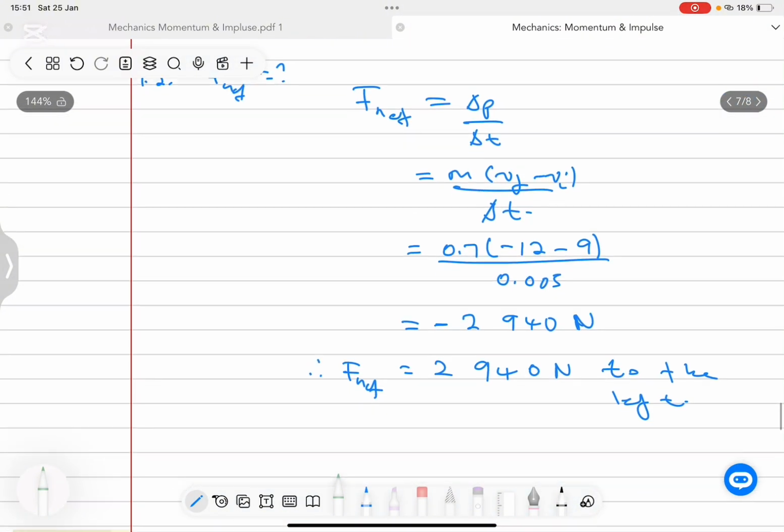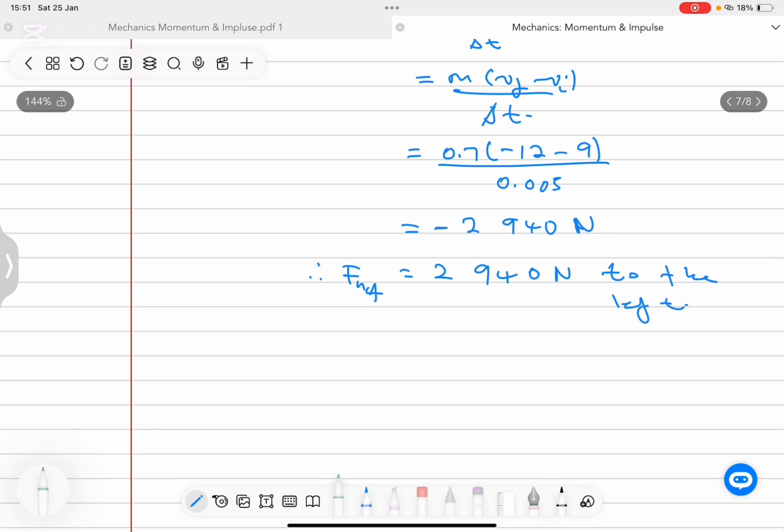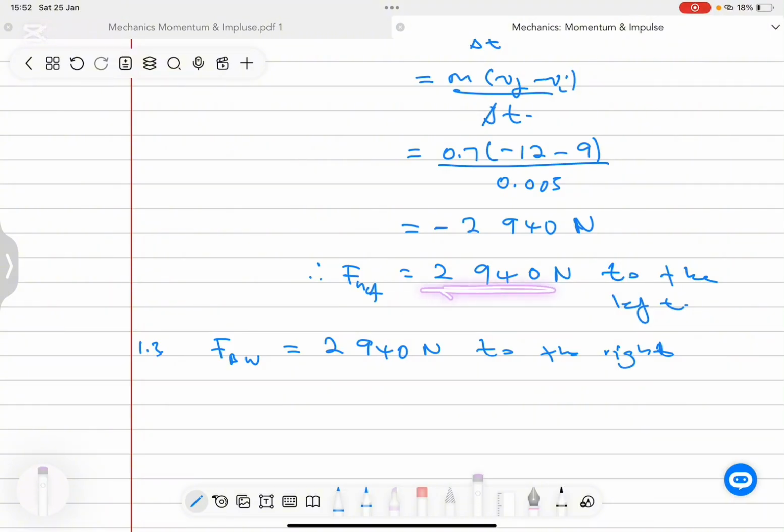Now at this stage we can answer that question to say the force of the ball on the wall, FBW, will be equals to 2,940 Newton to the right. It must go to the right. It's the same magnitude that we have, the same force in magnitude that the wall exerts on the ball, but now it's going the opposite direction.